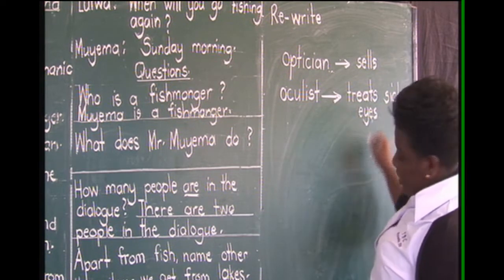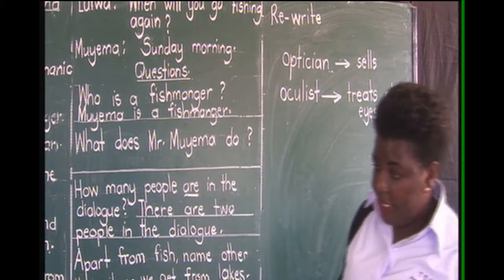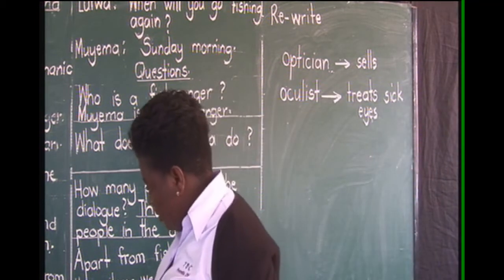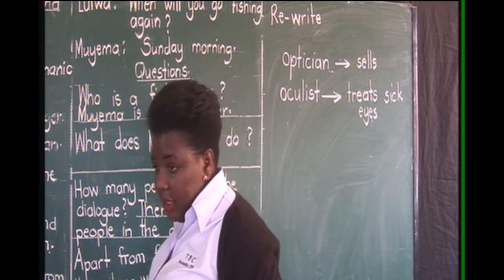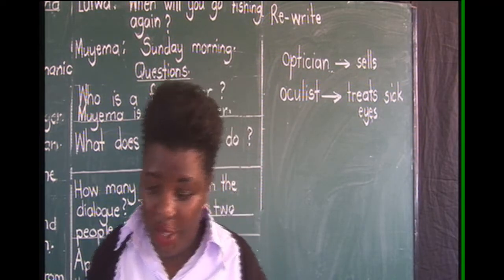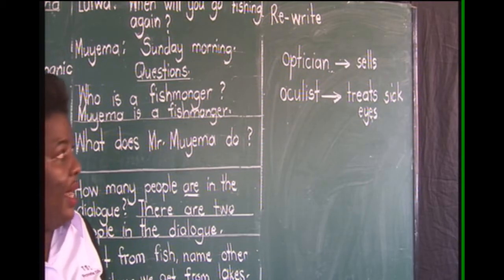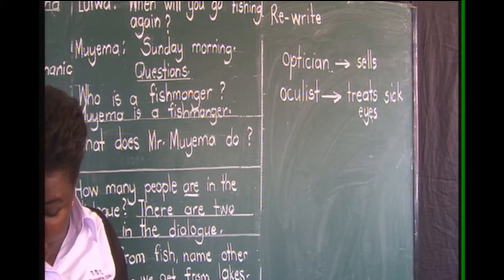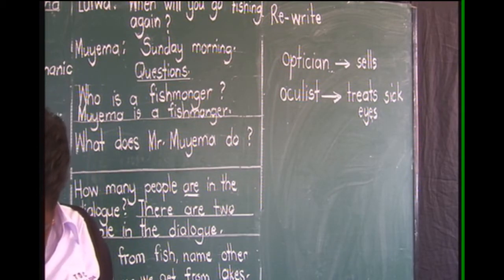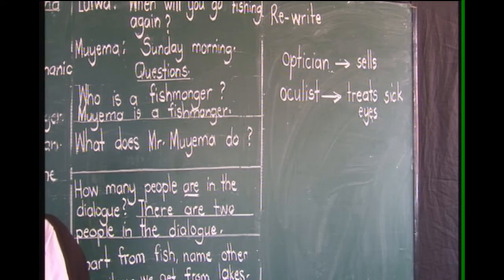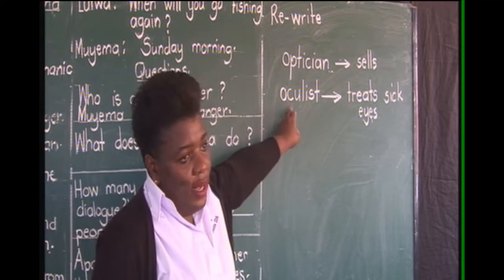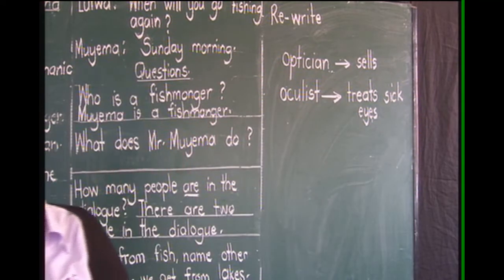So when your eyes are sick, or when they have a problem, you can't see well, they take you to an oculist, not to the dentist, my dear, but to an oculist to treat them. So here they said a man who treats. This is the answer they want, an oculist.